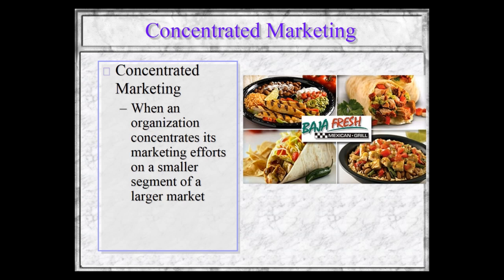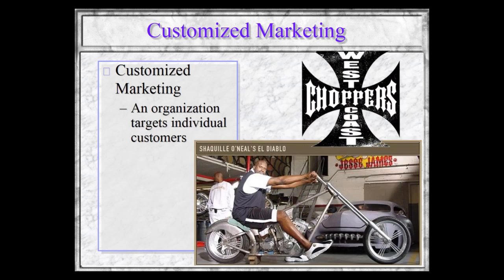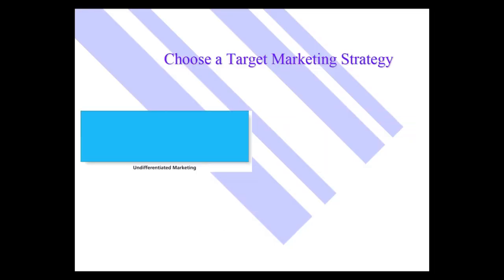Very, very concentrated strategy. Not many marketers use a customized strategy, and this is where you target individual customers. West Coast Choppers would be a good example of this. They make motorcycles to order, so those are all customized, individual. The complete opposite of that is that mass market strategy where you don't differentiate, a so-called undifferentiated marketing strategy where you go after everybody. So that's one of our 4 strategies.